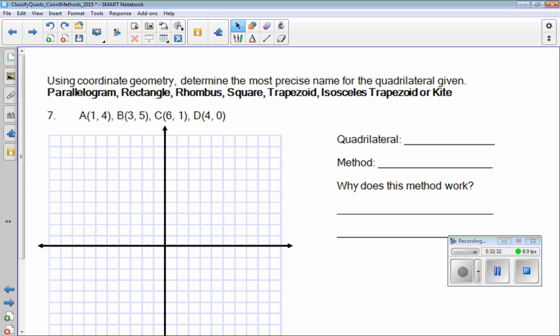Parallelogram? Does anyone think it could be a rectangle? Hard to say. If we're trying to prove one thing it is, we have to prove something specific. So if I'm trying to show parallelogram, I could show what? If I'm trying to prove that it's a parallelogram, if I go ahead and graph this, how would I prove it's a parallelogram? Think back to what we did first thing this morning.